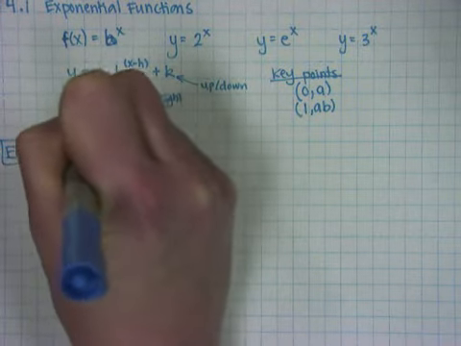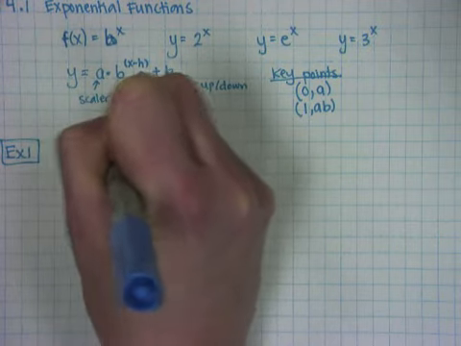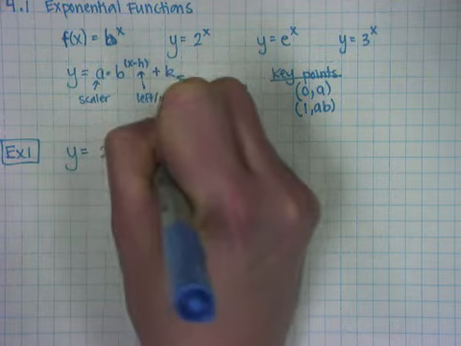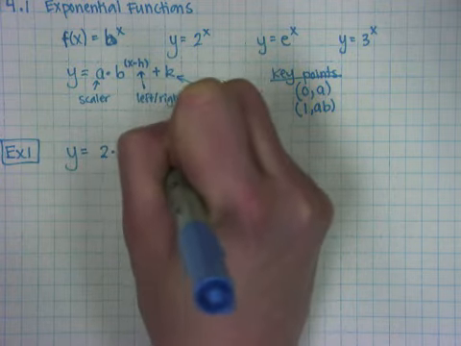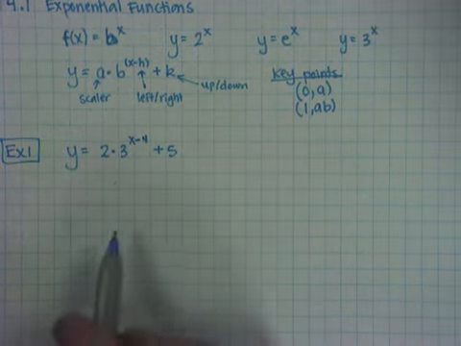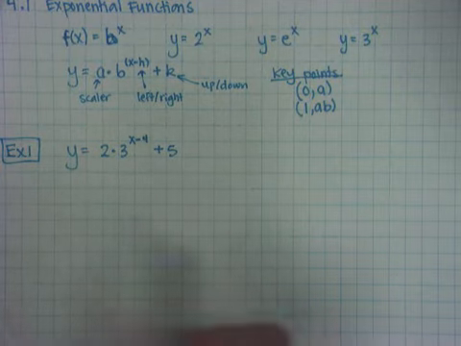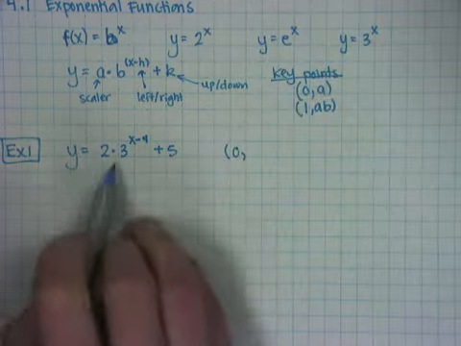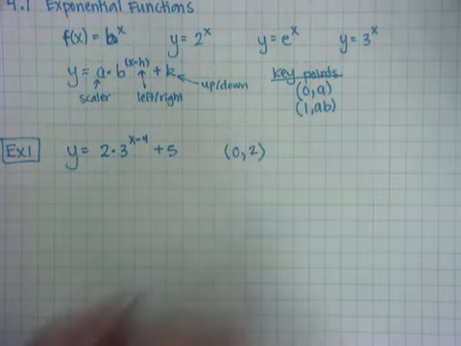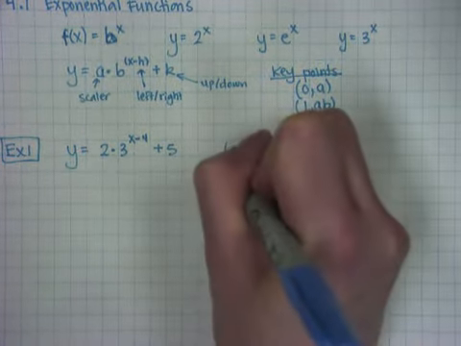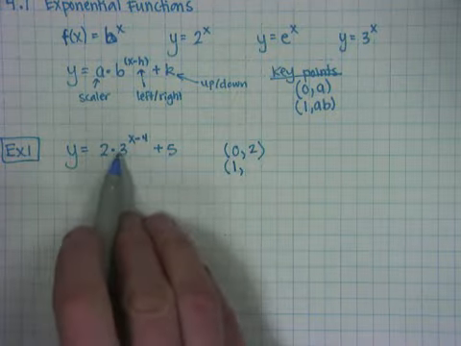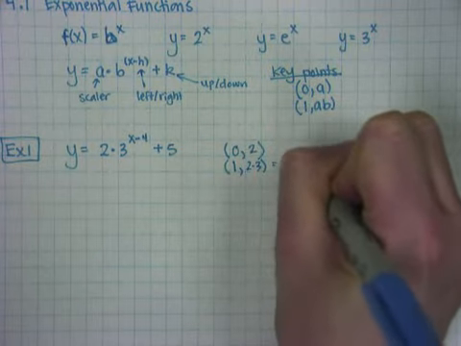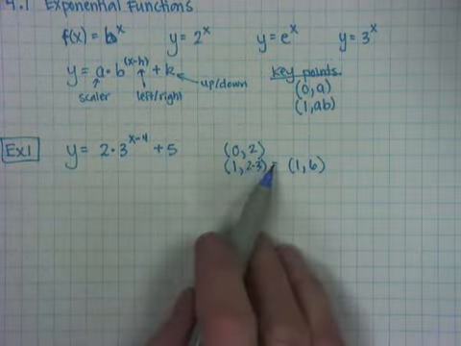Okay. So an example of this, example 1. If I gave you y equals 2 times 3 to the x minus 4 plus 5. I'm just picking numbers here that are easy. If you're going to graph this by hand, what you would do first is write down your key points. So (0, a), which for us would be (0, 2), and (1, ab). a times b is 2 times 3, which gives us the point (1, 6). So we have 2 key points here.